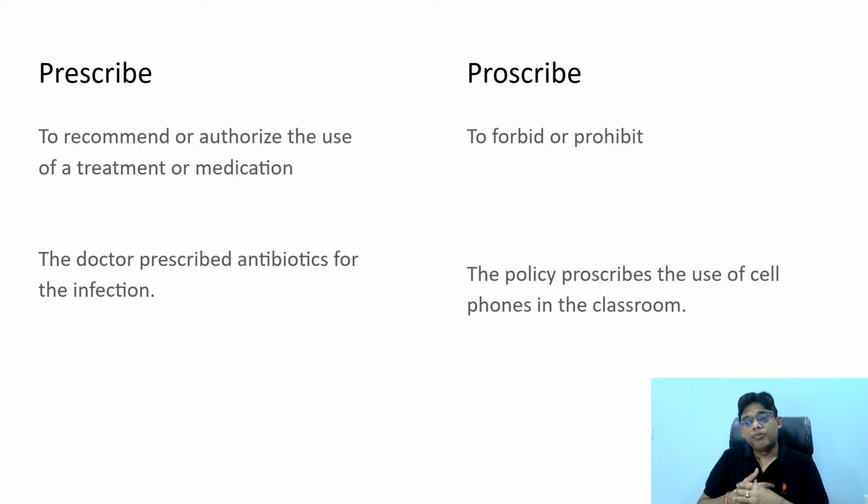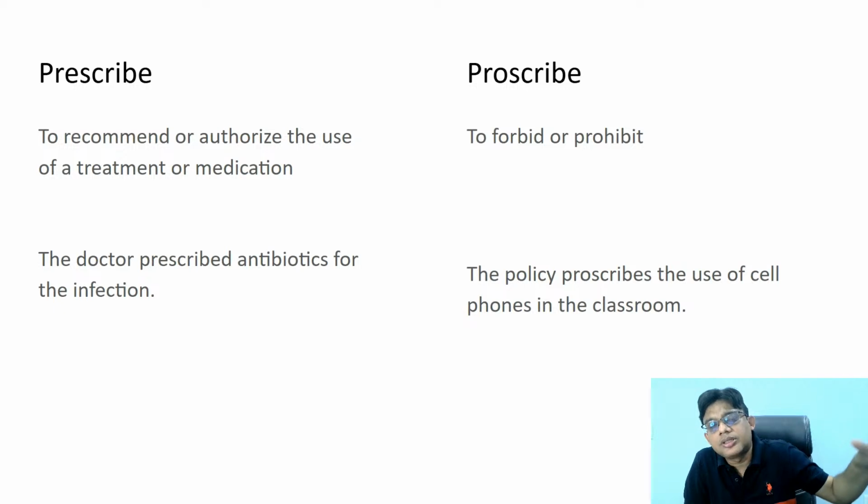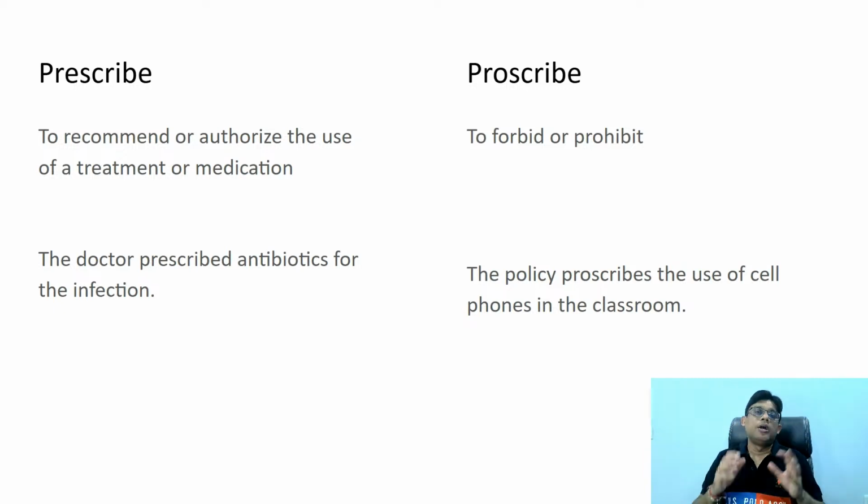Proscribe, to forbid or prohibit. The policy proscribes the use of cell phones in the classroom. So let's say there is a written policy somewhere that children cannot use mobile phones in the classroom. It prohibits, it stops, it forbids somebody from taking some action. Proscribe means to forbid or prohibit.